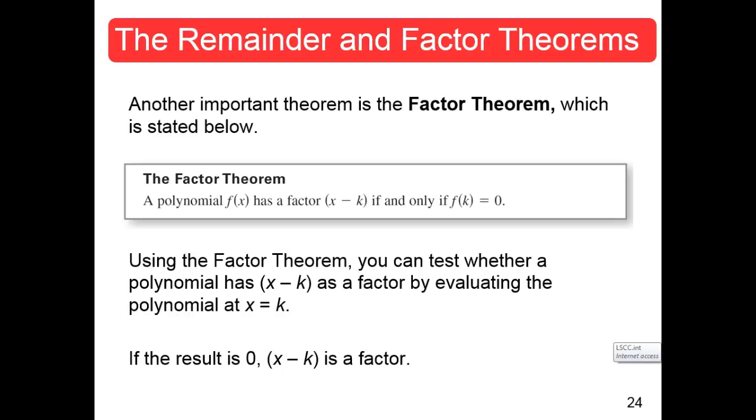Okay? So using the factor theorem, you can test whether a polynomial has x minus k as a factor by evaluating the polynomial at x equal k. Now, quite often it's easier to do synthetic division, but sometimes it's easier to just plug in and evaluate. If x equal k gives you the function equals 0, then x minus k is a factor. Remember, if x equals k, subtract k from both sides, that gives x minus k equals 0.